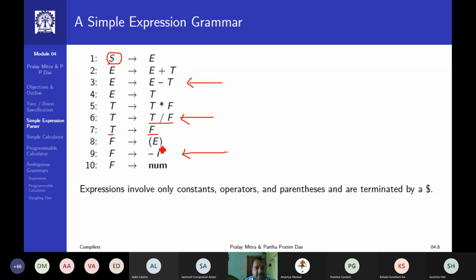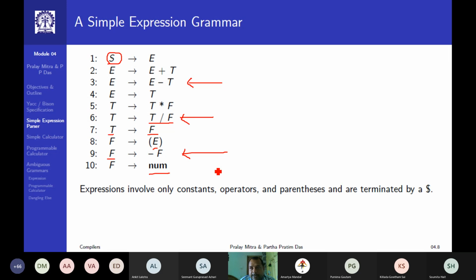Now factor derives to an expression within parentheses. Factor derives to this, the unary minus operation, or factor derives to some number. This is the integer constant. Now you see we have covered unary minus, addition, subtraction, multiplication, and division. We covered parentheses, and if you look at this expression grammar, you will understand that the priority of the operators, or operator precedence, is also covered here.